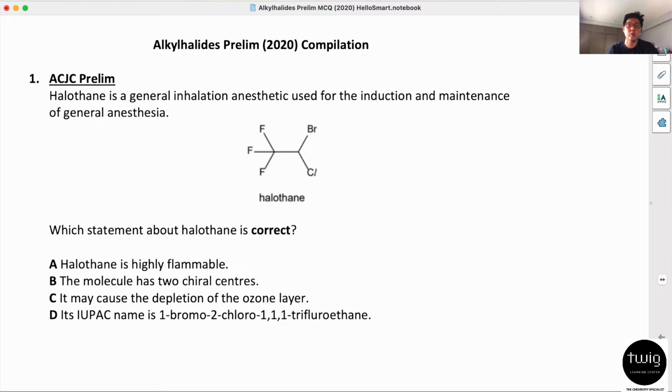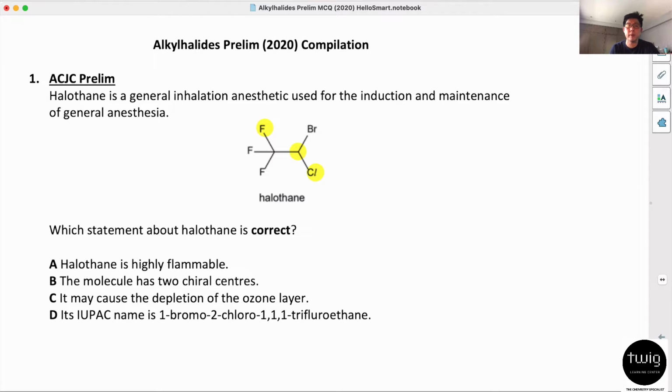Right, so we're going to go through the MCQ for alkyl halides from the 2020 prelim paper. So let's look at the first question. ACJC prelim. Halothane is a general inhalation anesthetic used for the induction and maintenance of general anesthesia. Which statement about halothane is correct? So you can see that halothane is actually a fluorochlorocarbon.